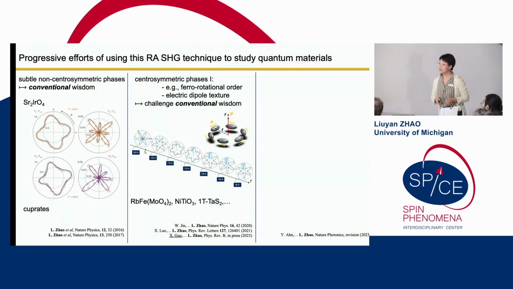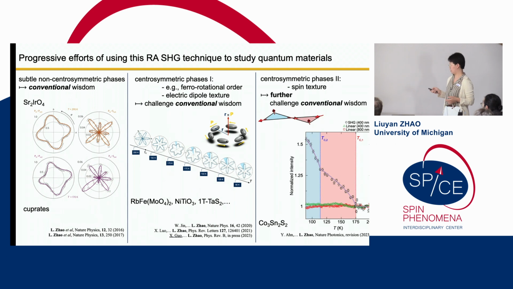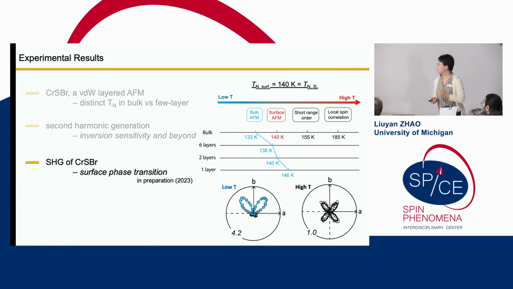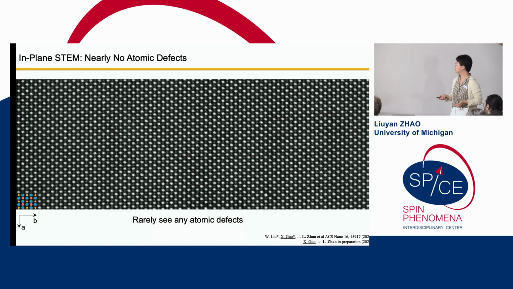So then, when I started my own group at Michigan, we're trying to push the sensitivity a bit more to detect those centrosymmetric phases with a particular interest of measuring electric dipole textures or magnetic dipole textures. So with progressive improvement, we can do both of them now. And in this particular talk, it's one more step to say that we want to measure not only the order parameter, but also the order parameter's quadratic terms. Okay. So then the experimental result.